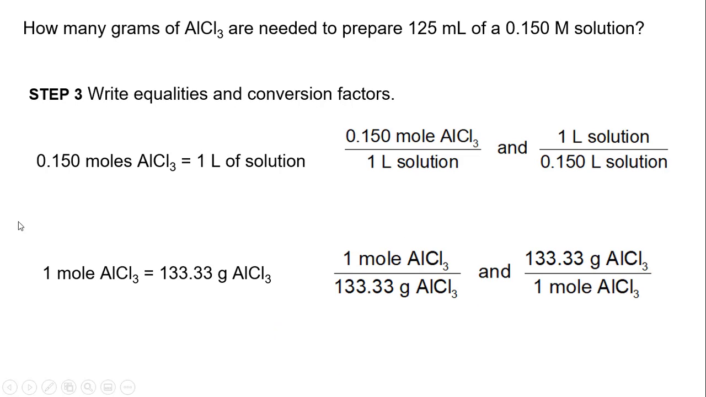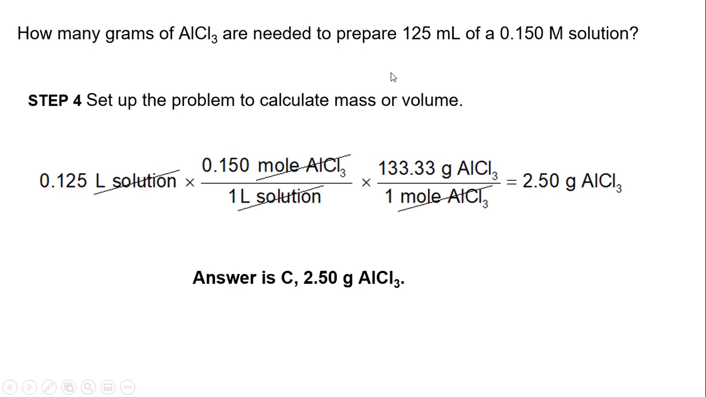So write the equalities out. We have 0.15 moles of aluminum chloride equals 1 liter of solution. That's breaking this down here. That's what we have. Don't be afraid to use this. This comes in handy if you thoroughly understand how to pull out these conversion factors. And then we need grams, because we're going to have moles, but we need to get to grams. So 1 mole of aluminum chloride equals 133.33 grams of aluminum chloride. And we are going to plug this all in.